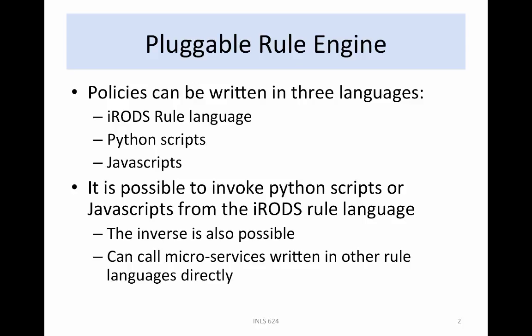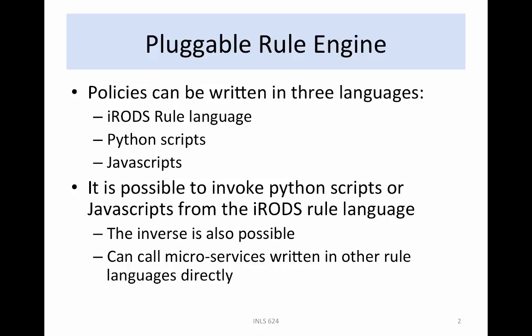Four languages are supported, including the original iRODS rule language syntax prior to iRODS version 3.0, the current iRODS rule language syntax, Python scripts, and Java scripts. It is possible to write rule functions in any of the languages and invoke the rule functions within your rule. Thus, you can write a rule that invokes Python scripts or Java scripts or iRODS language rule functions.